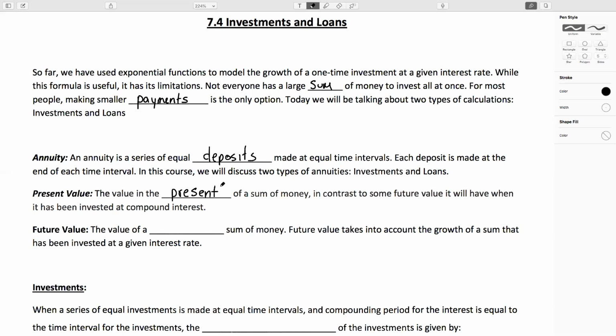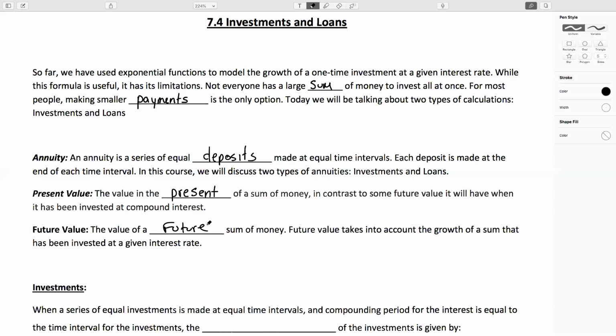Compare that to future value, which, again, is the value of a future sum of money. Future value takes into account the growth of the sum that has been invested. So it's easier to talk about these with loans because the present value is what you borrowed, and the future value will be how much all the money that you've given them is worth after they invested. It's easy to explain these in terms of a one-time investment. The present value is like your principal. How much did you put in today? The future value is how much it grows to in the future.